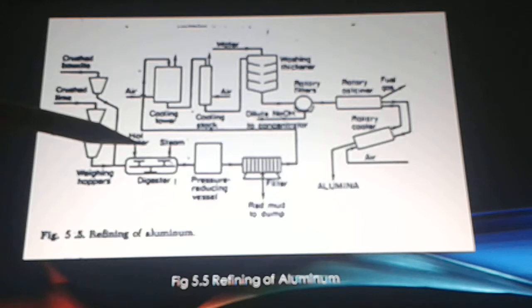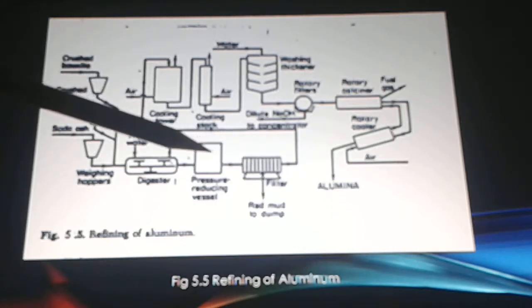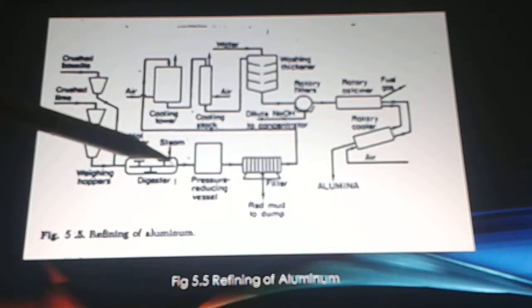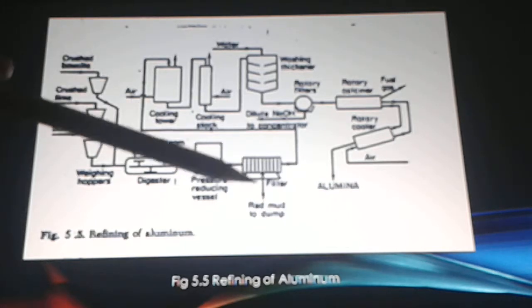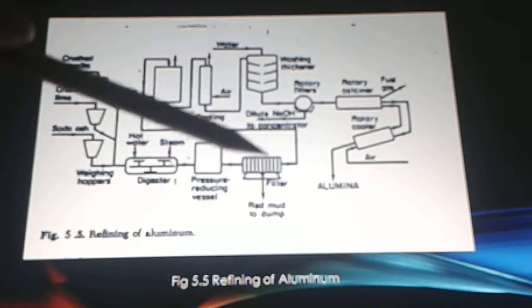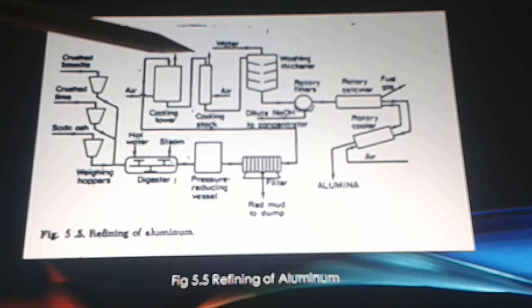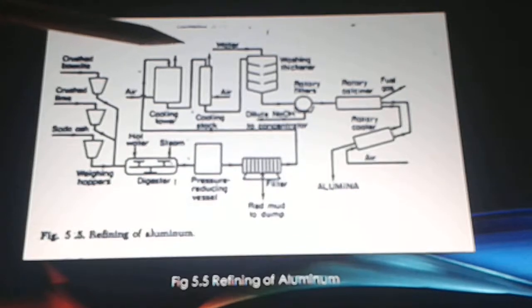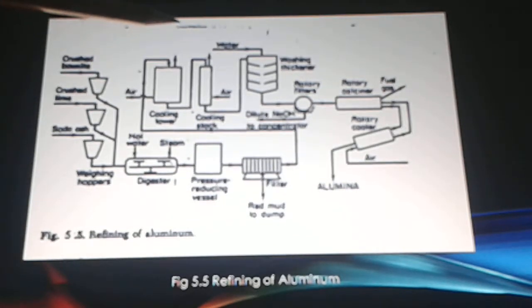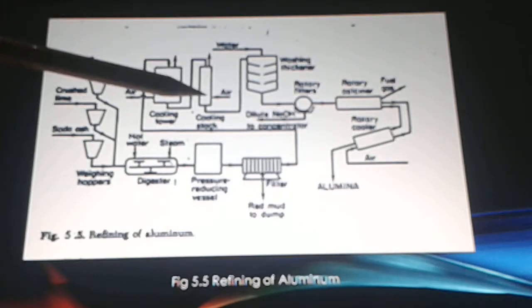Then sodium aluminate is formed and the dissolved silica is precipitated as sodium aluminum silicate. The undissolved residue, also called the red mud, is separated from the alumina solution by filtration and washing, sent to recovery using thickeners and Kelly or drum filters. Then the filtered solution of sodium aluminate is hydrolyzed to precipitate aluminum hydroxide by cooling in the cooling tower and the cooling stock.